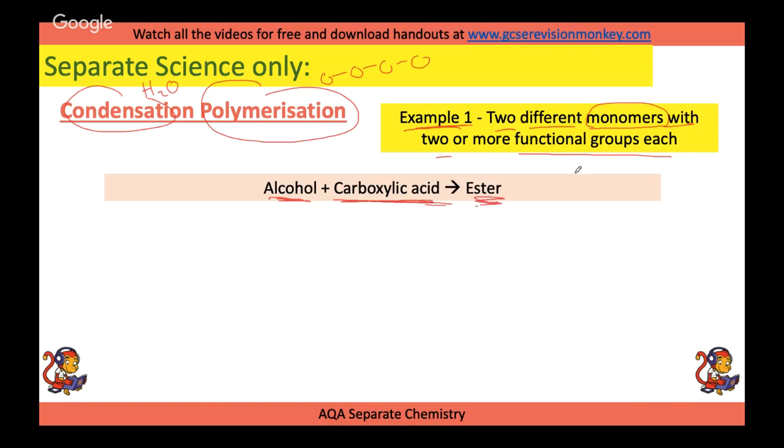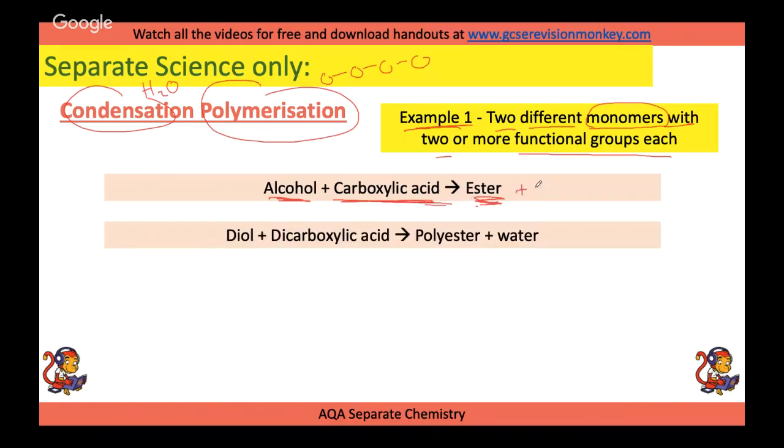For example, previously, we said that an alcohol and a carboxylic acid react to make an ester and water. Okay, but it's making the ester. In this case, we are looking at 2 different monomers, each with 2 or more functional groups. So di means 2. A diol is an alcohol, but with 2 functional groups. So you're going to see 2 OHs on it because it's a diol. A dicarboxylic acid, again, is a different monomer, and it has 2 carboxylic acid functional groups on it. They are going to react together.